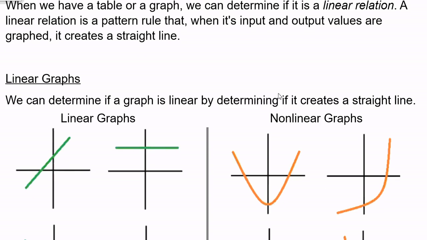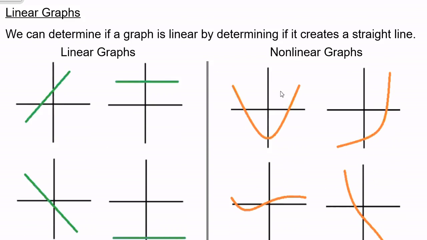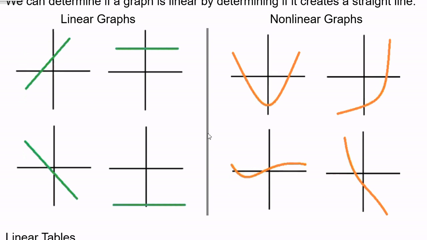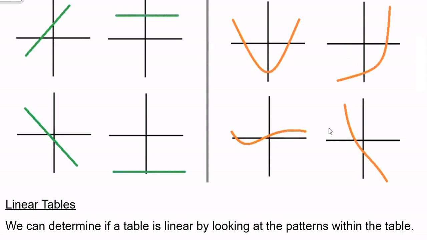So linear graphs, we can determine if a graph is linear by determining if it creates a straight line. All four of these versions here are linear graphs, and all four of these are nonlinear graphs. On this one with the green lines, I could use a ruler against any of these lines, and I would know that I could draw that perfectly straight. In this one, they all have some sort of a curve, so that means that they're not a line. When we talk about lines in math, we always want them to be perfectly straight and drawn with a ruler.